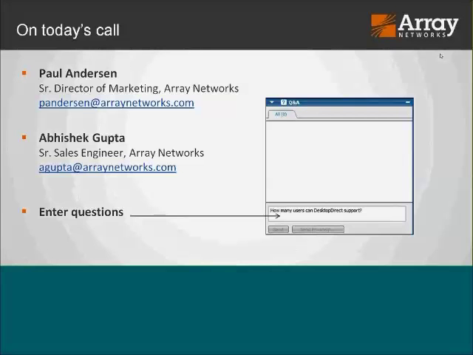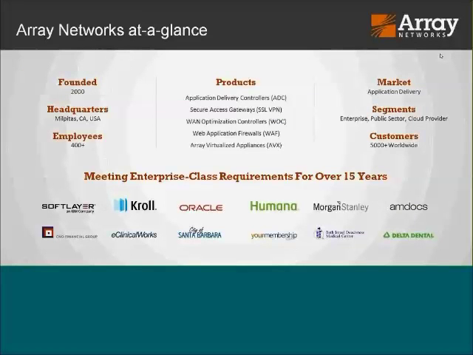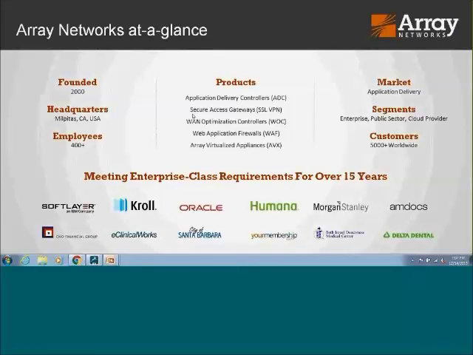So with that, let's get started. Just a quick overview of Array Networks. Array's been around for a fair bit of time now, just over 15 years. We were founded in 2000, headquartered here in Milpitas, California, in the Bay Area, Silicon Valley, and have just over 400 employees. It's a global presence, spread across North America and Europe, but we also have a very strong presence in China, Japan, India, as well as in some other emerging markets. So a fairly good-sized organization with a global presence.